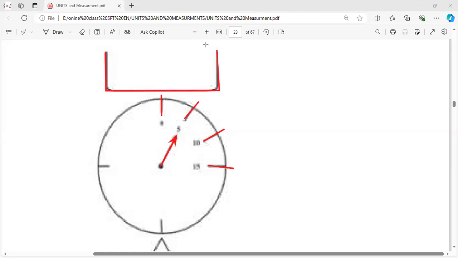So what is the error now in this case? You see, it is a positive error. First of all, it is a positive error. I can say this is a negative error if the arrowhead is located somewhere on the other opposite side. But in this case, it is a positive error. And what is the value? Positive 5 grams, right? Positive 5 grams.